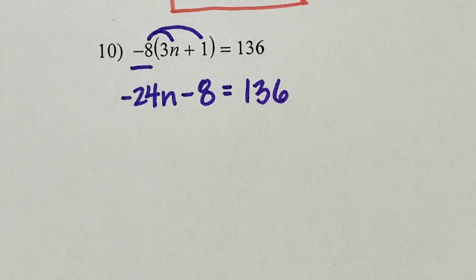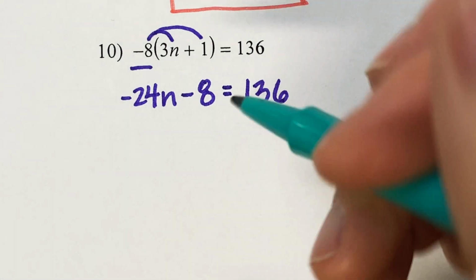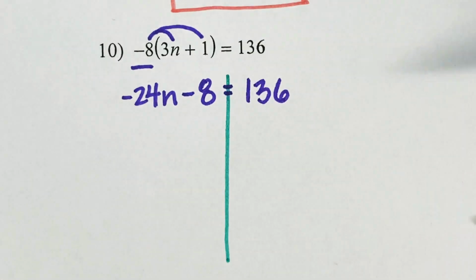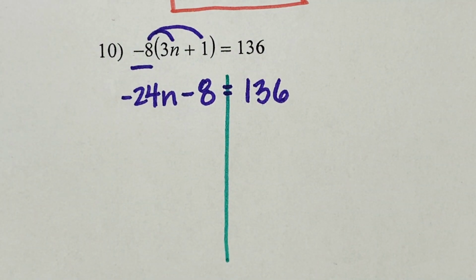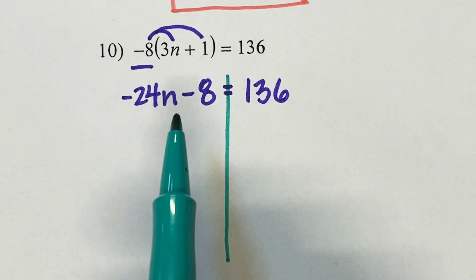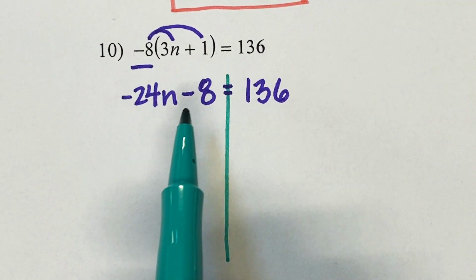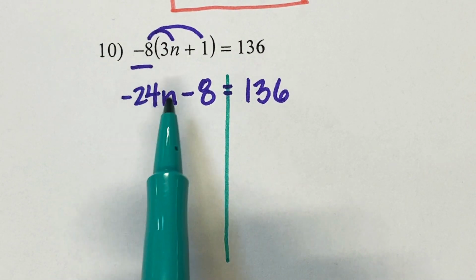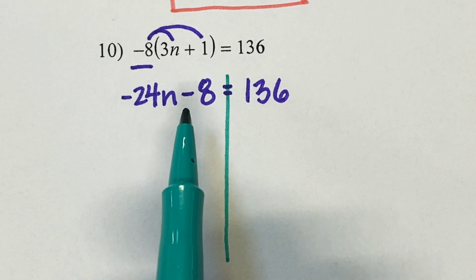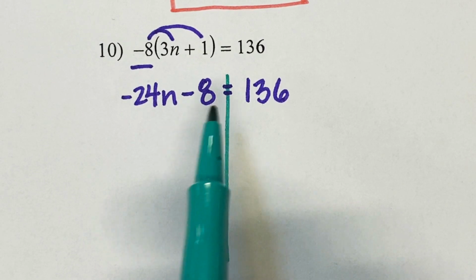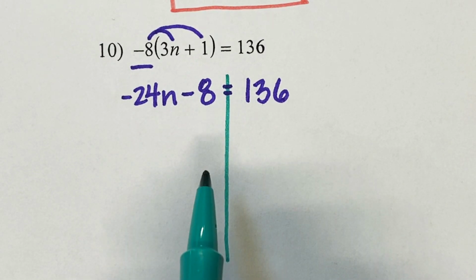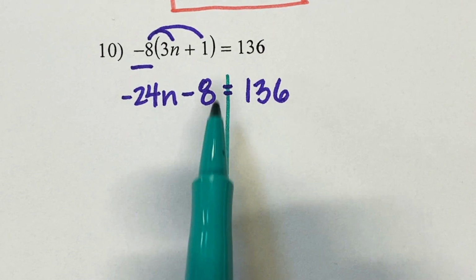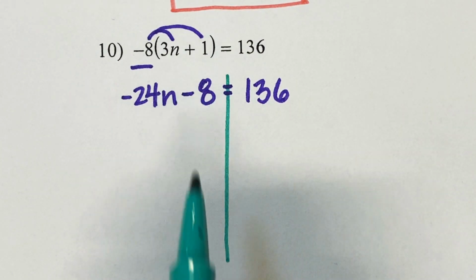Okay, so now we're setting it up to solve, so draw our line down our equal sign. What piece do I need to get rid of first? Which one is the farthest away from n? This negative 24 is being multiplied to it. This one is being subtracted. Which do you think we need to get rid of first? We got to get rid of the subtraction first.